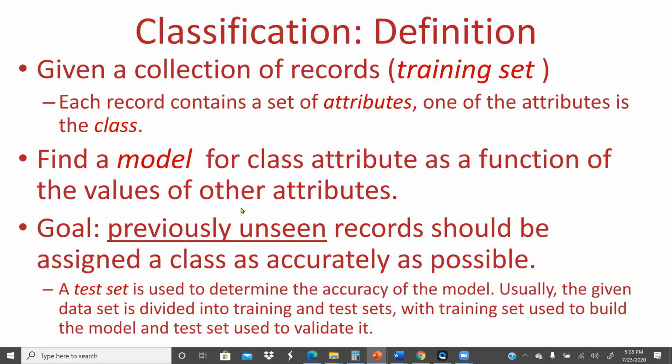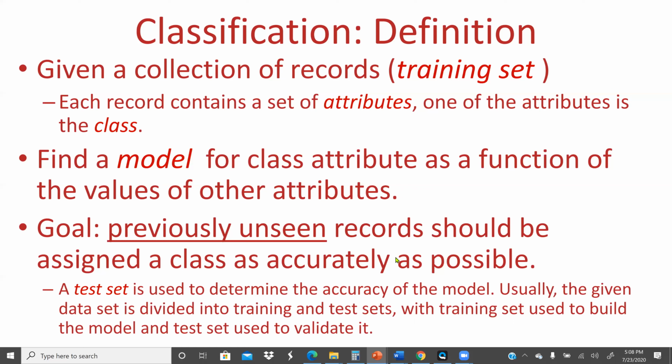If we have this training set, we are going to use it with the classification algorithm to build a model. So we find a model for the class attribute as a function of the values of the other attributes. Our main goal is that a previously unseen record should be assigned a class as accurately as possible.